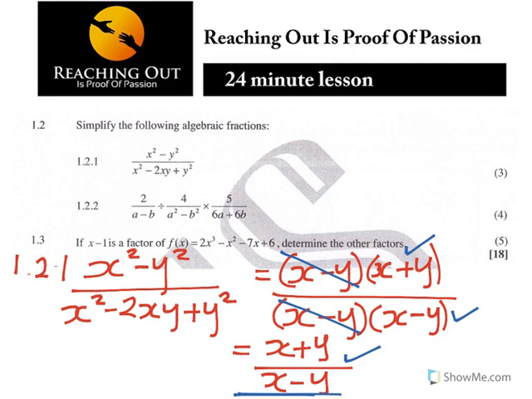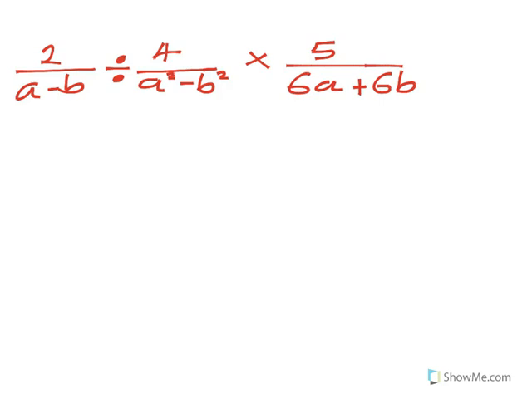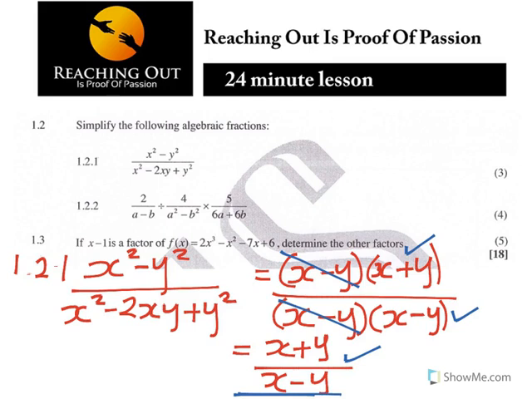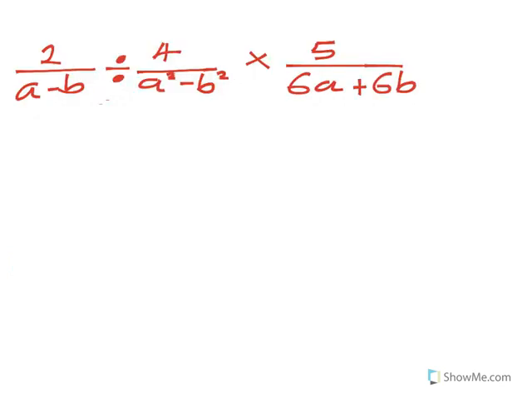Now let us move on to look at question 1.2.2. Now this question says 2 over a minus b divided by 4 over a squared minus b squared times 5 over 6a plus 6b. And now if you look at the mark allocation, it is 4 marks. Now let's look at this. The first thing that you need to remember is to scan and look carefully at what it is that the examiner is trying to depict, or what it is that the examiner wants you to pick up.